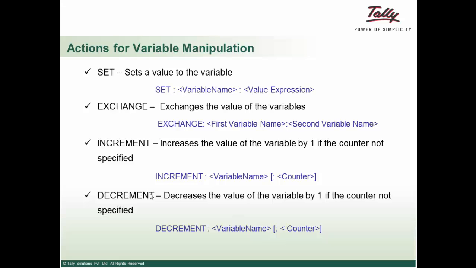Then variable manipulation actions, we have set, which sets a value to the variable, exchange, which switches the values of two variables with each other, increment, which increases the value of the variable by 1 if the counter is not specified, and if the counter is specified, then that is what it takes as an increment counter. Decrement decreases the value of the variable by 1 if the counter is not specified.